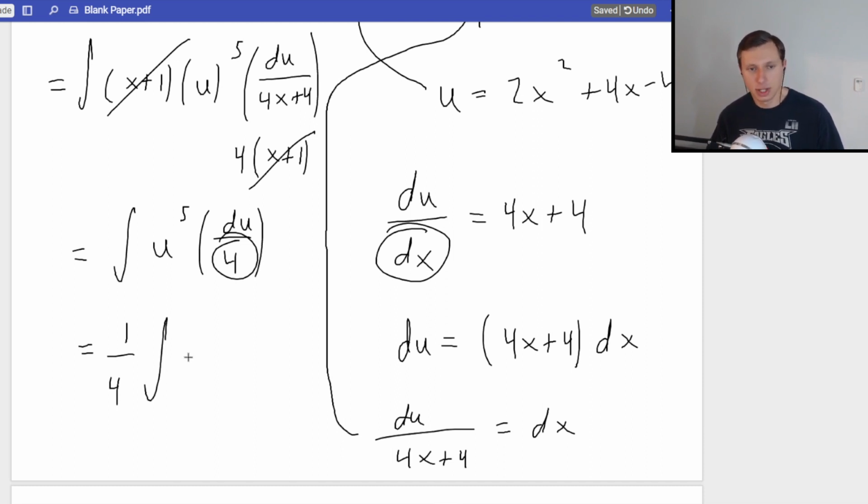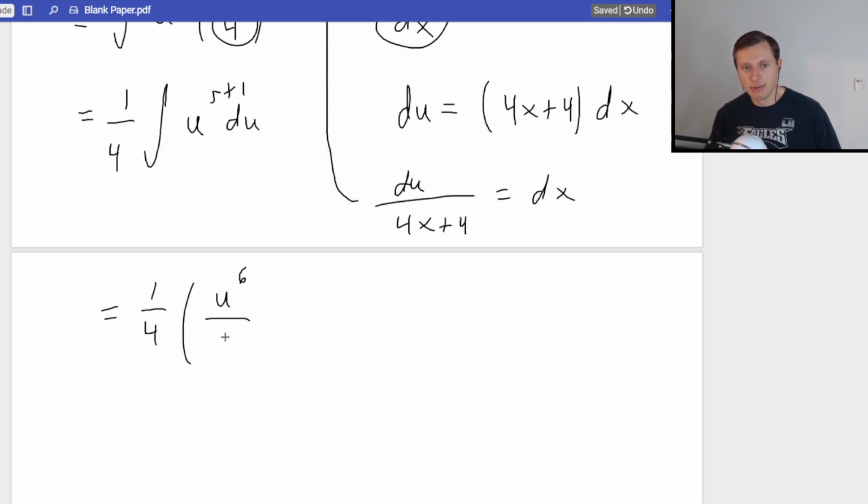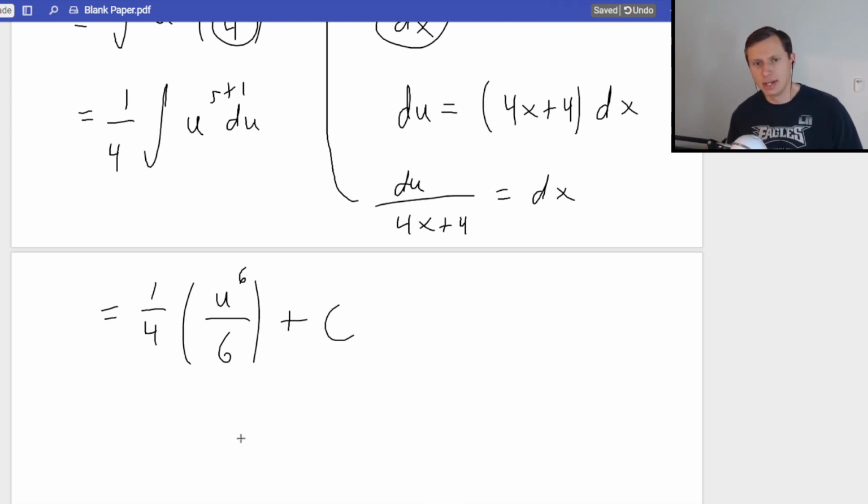Then the integral of u to the 5th du, and hopefully we all know this integral because it follows a simple power rule. I need to add 1 to the exponent, so still the 1/4 out in front, times u to the 6th power divided by 6, close parenthesis, and then we can't forget plus c. Now we're not done with the problem yet. Not just because we can simplify the 4 and the 6. I don't care about that.